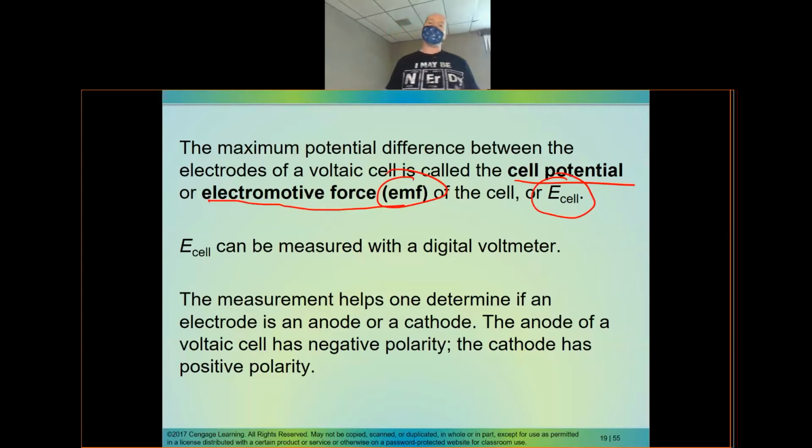And this is the maximum potential difference between the cells. So we're calculating the maximum. So when we hook up our voltmeter and we don't get that maximum, it's a little less than that, we are expecting to get a little bit less than that.